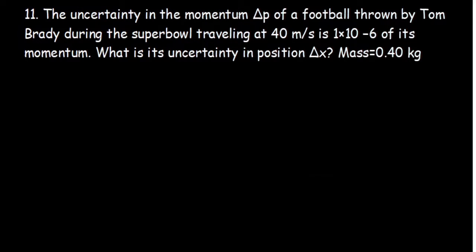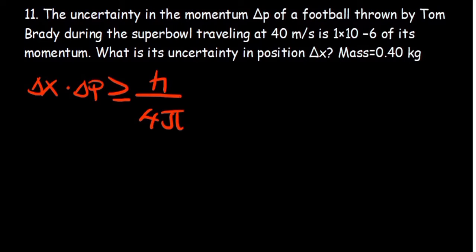Question 11. So this is coming from Heisenberg's uncertainty principle. The uncertainty in the momentum of a football thrown by Tom Brady during the Super Bowl traveling at 40 meters per second is 1 by 10 to the power negative 6 of its momentum. What is the uncertainty in position given that the mass is that? According to Heisenberg's uncertainty principle, the change in position multiplied by the change in momentum is greater than or equal to Planck's constant divided by 4 pi.